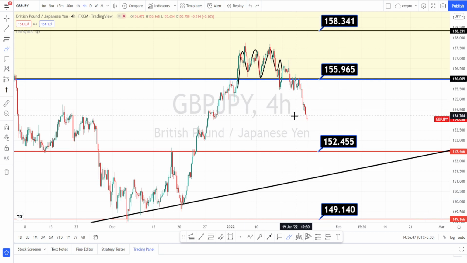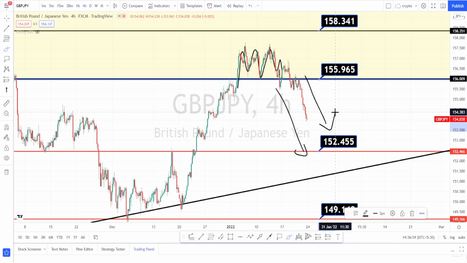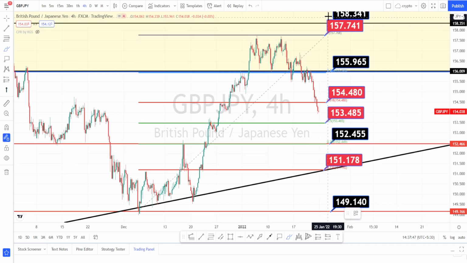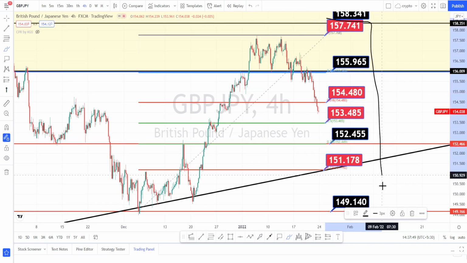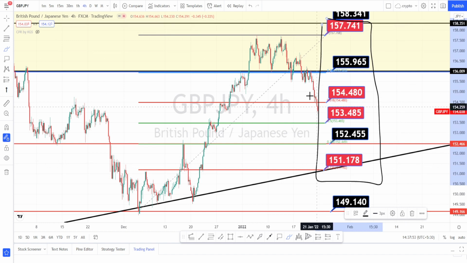But overall, when we look at the price action in the 4 hours time frame, it is in a retracement or in a bearish trend. Let us mark the support and resistance levels. So the values marked in the red color box are the support and resistance levels in the 4 hours time frame, and currently the price action is in a bearish trend.